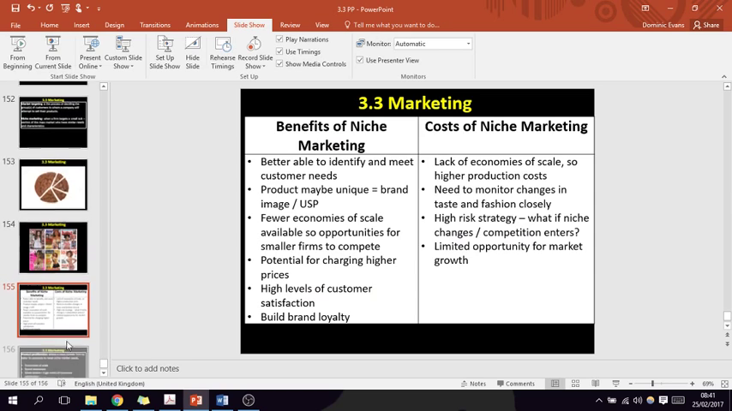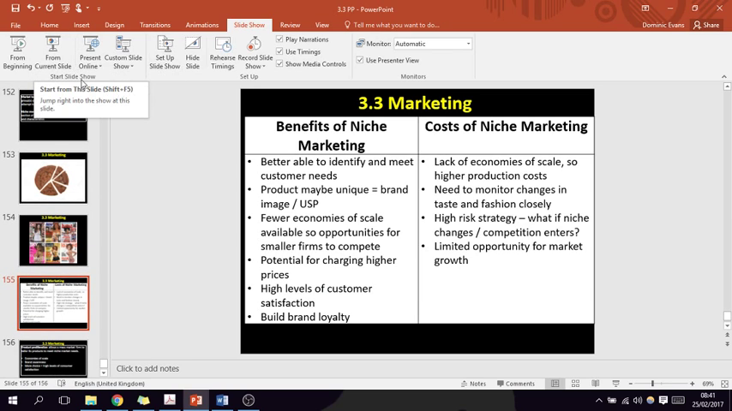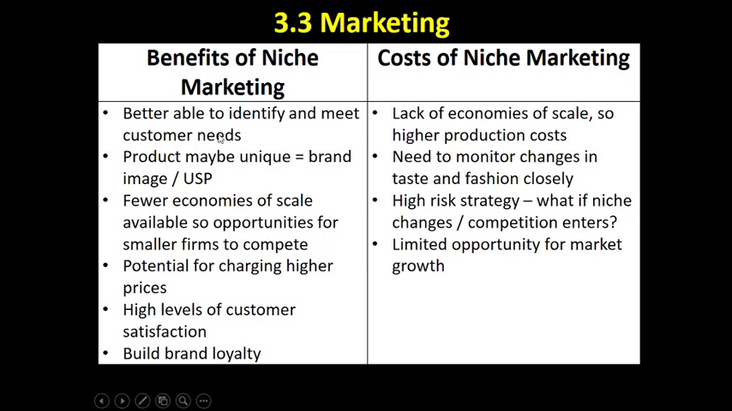So what are the benefits and the costs of doing that? If we're targeting a small group of similar consumers, we should be better able to identify and meet their needs. If we're targeting males in their 30s to early 40s, living in London or an urban area, it's relatively easy to identify and meet their needs. It's easier to collect market research on those people. If we've got a unique product to meet their needs, it's going to improve the brand image and create a USP, a selling point.